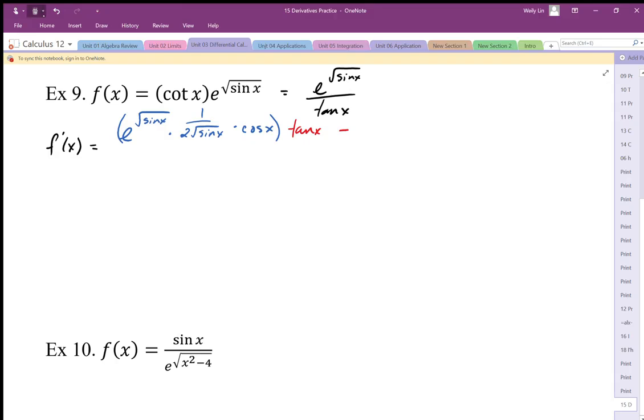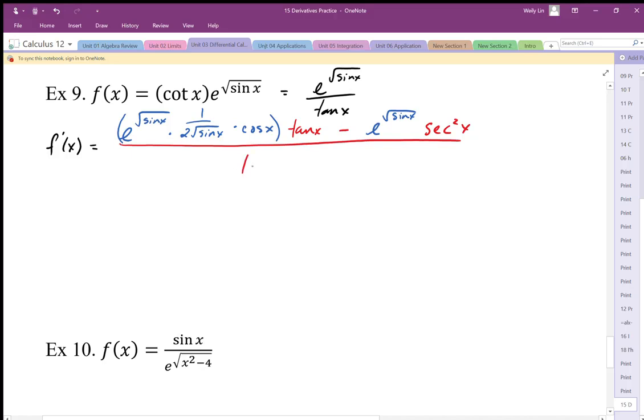minus e to the root sine x. Nothing changes there. Now I differentiate the denominator into secant squared x, and then that's all over tan squared x. So there's my derivative.